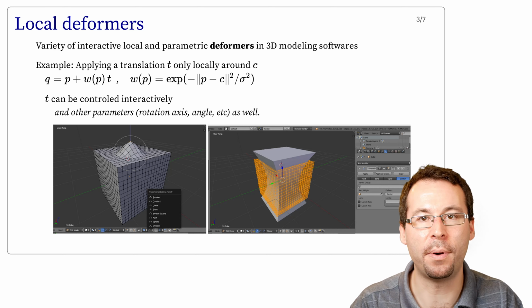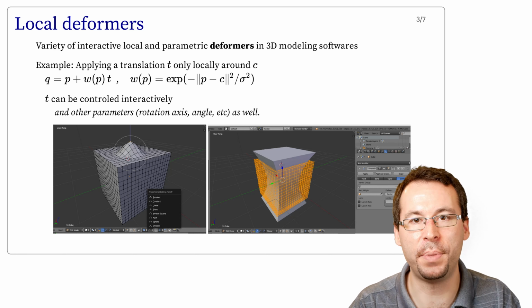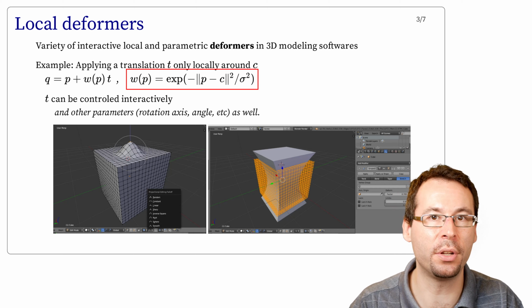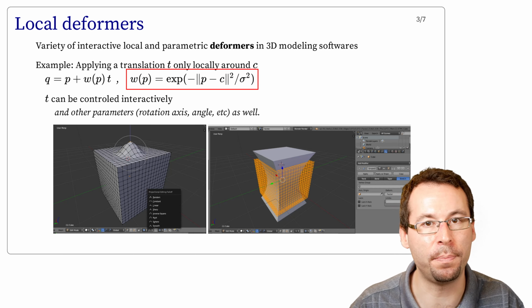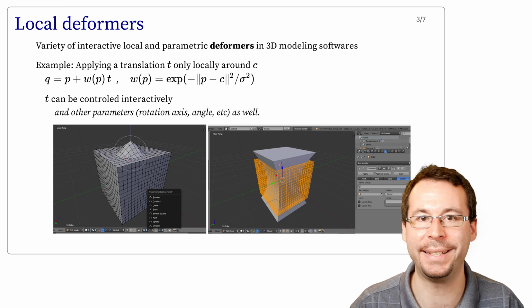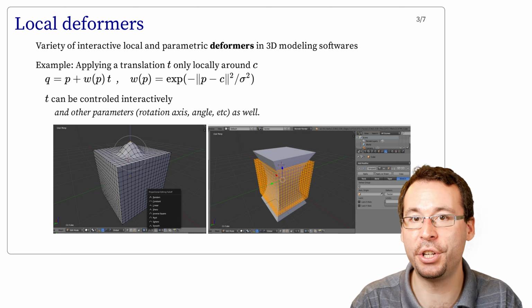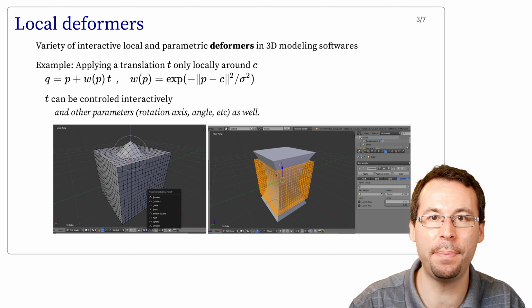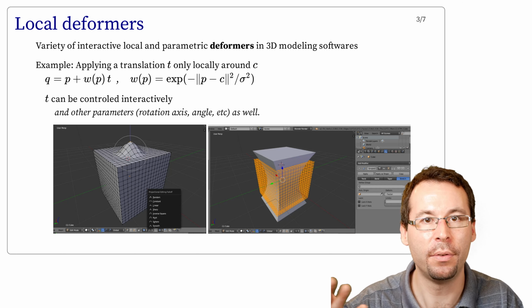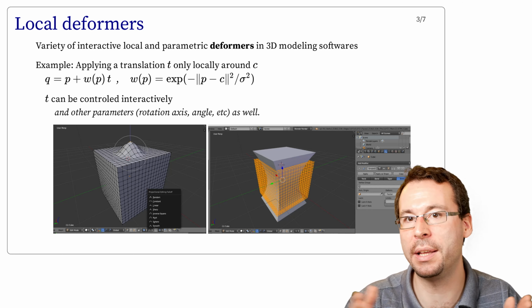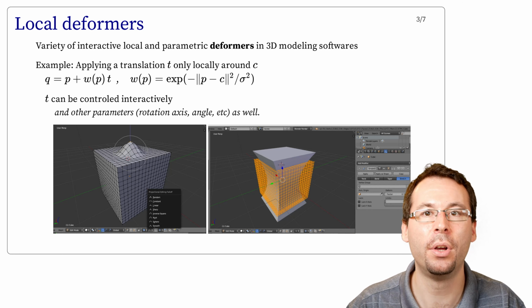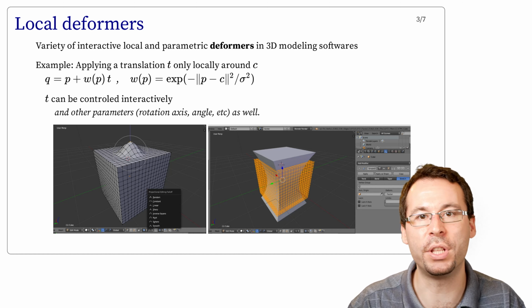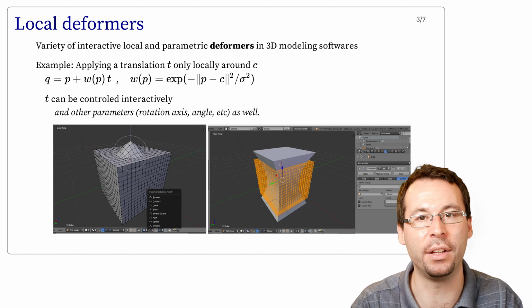To get a smooth deformation in space, we can choose W of P to be defined, for instance, by a Gaussian of the distance between the vertex position P and the center of application C. And of course, the translation T can be controlled interactively by the gesture of the user. This works for translation, but it can be generalized to other deformations with different controls, such as rotation with different axes and angle, and so on.